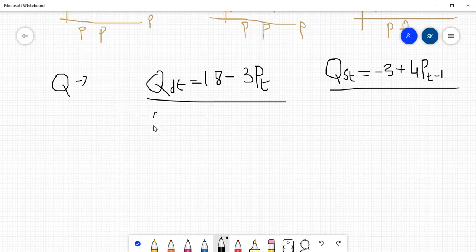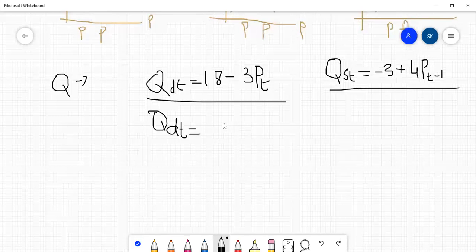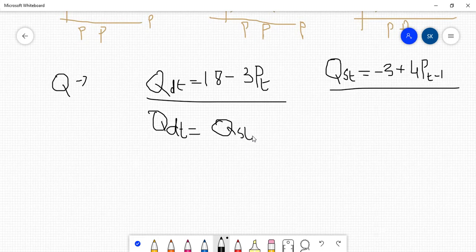We know that at equilibrium, Qdt is equal to Qst. Again, I'm requesting you to solve it yourself first. If you do not understand it, then kindly consult this video. Qdt is equal to Qst. So therefore, we will equate these values with each other.